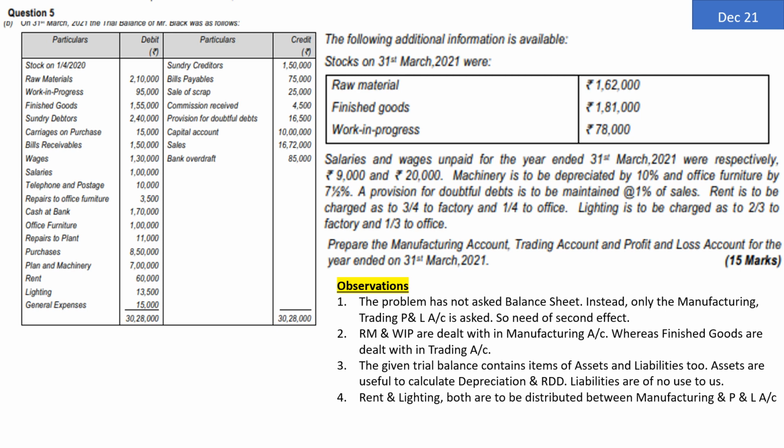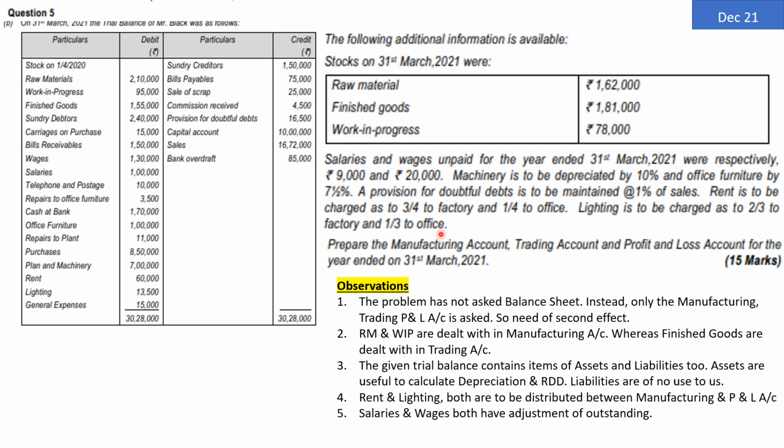Rent and lighting both are to be distributed between manufacturing and P&L account. There is a clear-cut adjustment which tells you that rent is to be charged 3/4 to factory, that means manufacturing account, and 1/4 to office, that means P&L account. Lighting is to be charged 2/3 to factory, that means manufacturing account, and 1/3 to office, that is P&L account. So for rent and for lighting, we'll have to be careful. These items won't go to any single account as such, but they will have to be transferred proportionately to different accounts.